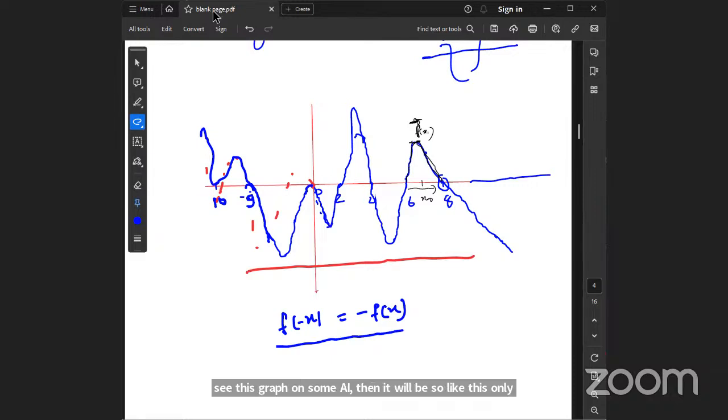Sir, is there any other method? Yeah, you just replace x by minus x.